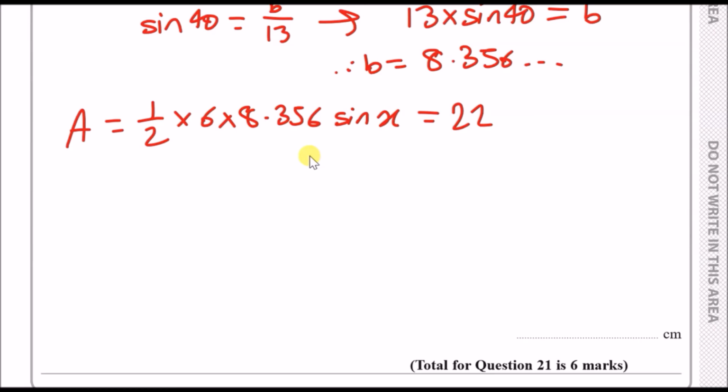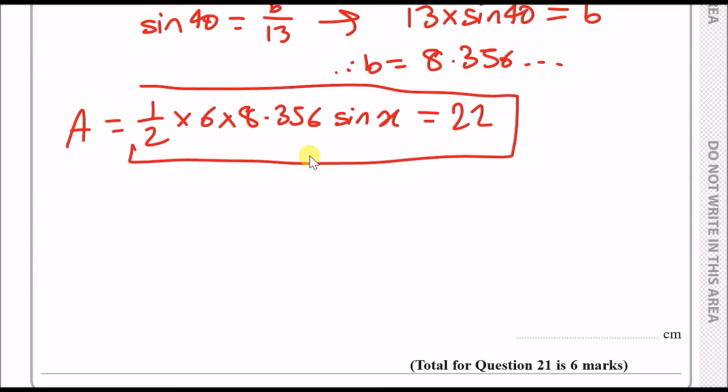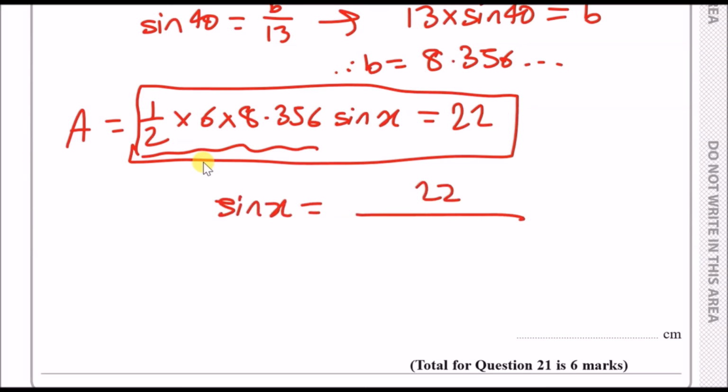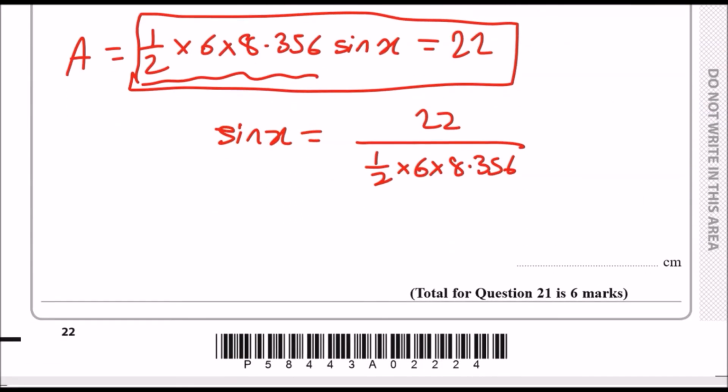Okay. So that's basically all of this part now. All we do here is simplify this. I would go ahead and divide all of these numbers across to the other side. So it will look something like that. We'll end up with just sine X on the left, and we're going to have 22 on the right, all over half times 6 times 8.356. And to get X, all we do is separate sin from X. And to do that, it's literally the sine inverse, yeah? So it's going to look something like that. It'll be X equals the sine inverse of your whole fraction, that whole fraction on the right side, and wherever this answer is in your calculator.